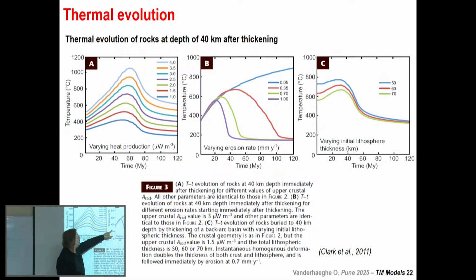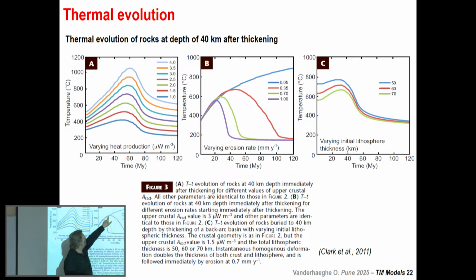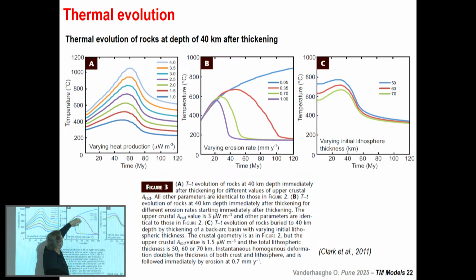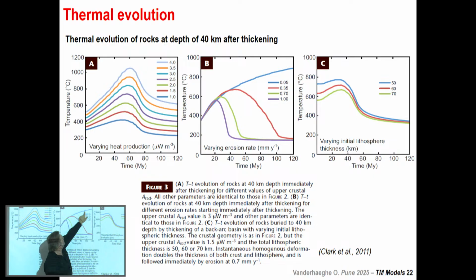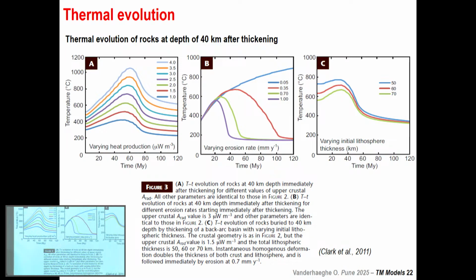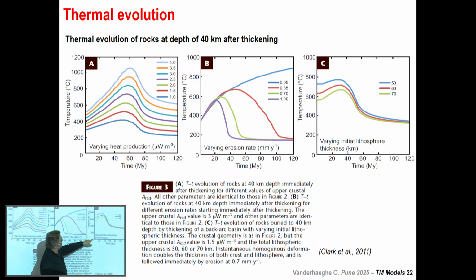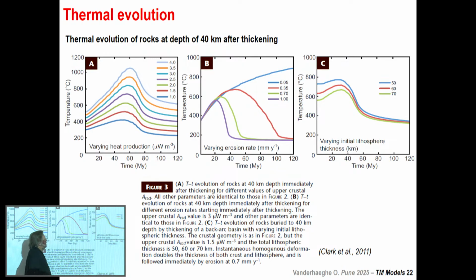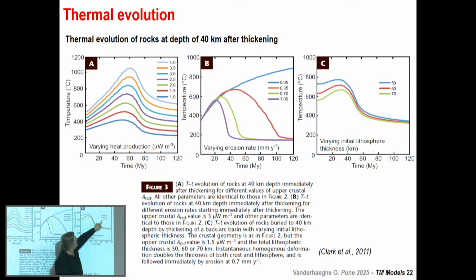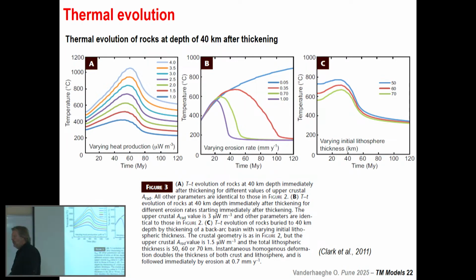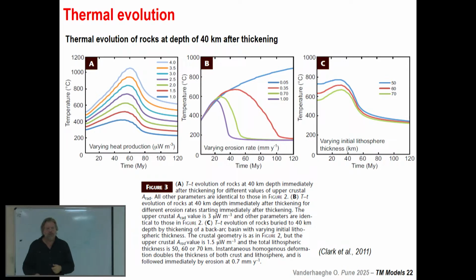Here he played with the erosion rate. So if there's a lot of erosion, then you never get to high temperature. If there's low erosion, then it allows for the crust to increase in temperature. You can also play with the initial lithosphere thickness. See, it doesn't play much of a role, but it just changed from 50 to 70 kilometers. In our case, it's probably more extreme. We go from 100 to maybe 20.